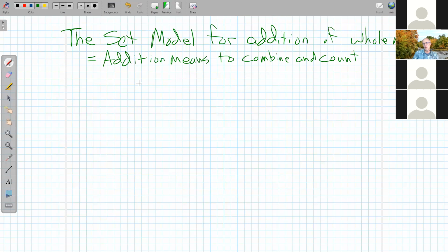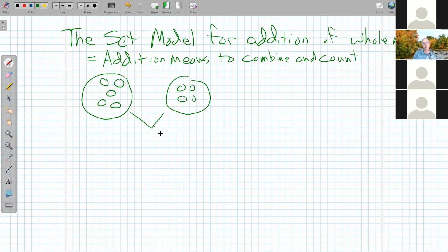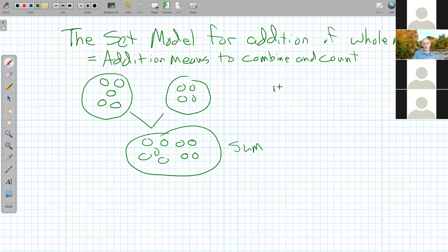And so just real simple, at first we're going to do things like, Gary has 5 green apples and Julia has 4 green apples. How many do they have together? And so we put them together into one new set, and this is our sum. Okay, so this shows that 5 plus 4 is 9.